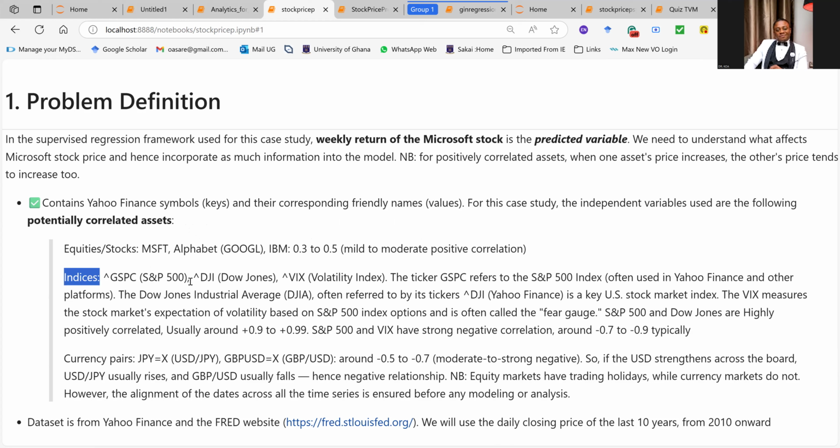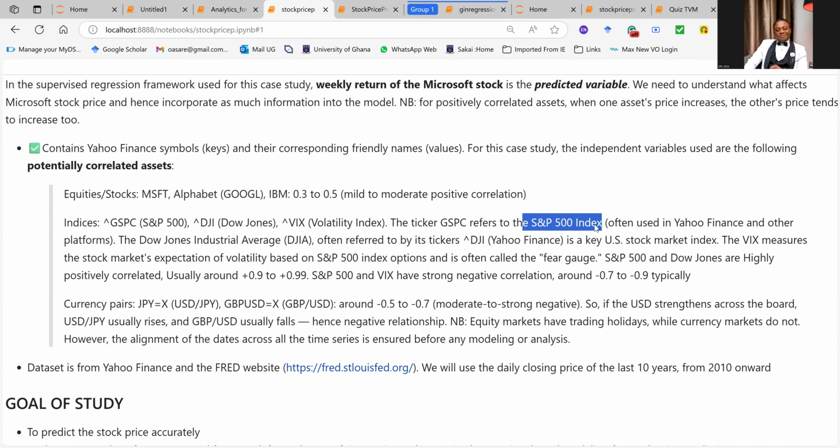The S&P 500 index. We're going to use that. The name they normally give to it is the GSPC. Then the Dow Jones index. The name they normally give to it is the DJI. Then the volatility index, VIX. Okay. Now, when you go to Yahoo, in the data set, they are called tickers. So the ticker for the S&P 500 is GSPC. I've indicated here that it is often used in Yahoo Finance and other platforms. So that is the name.